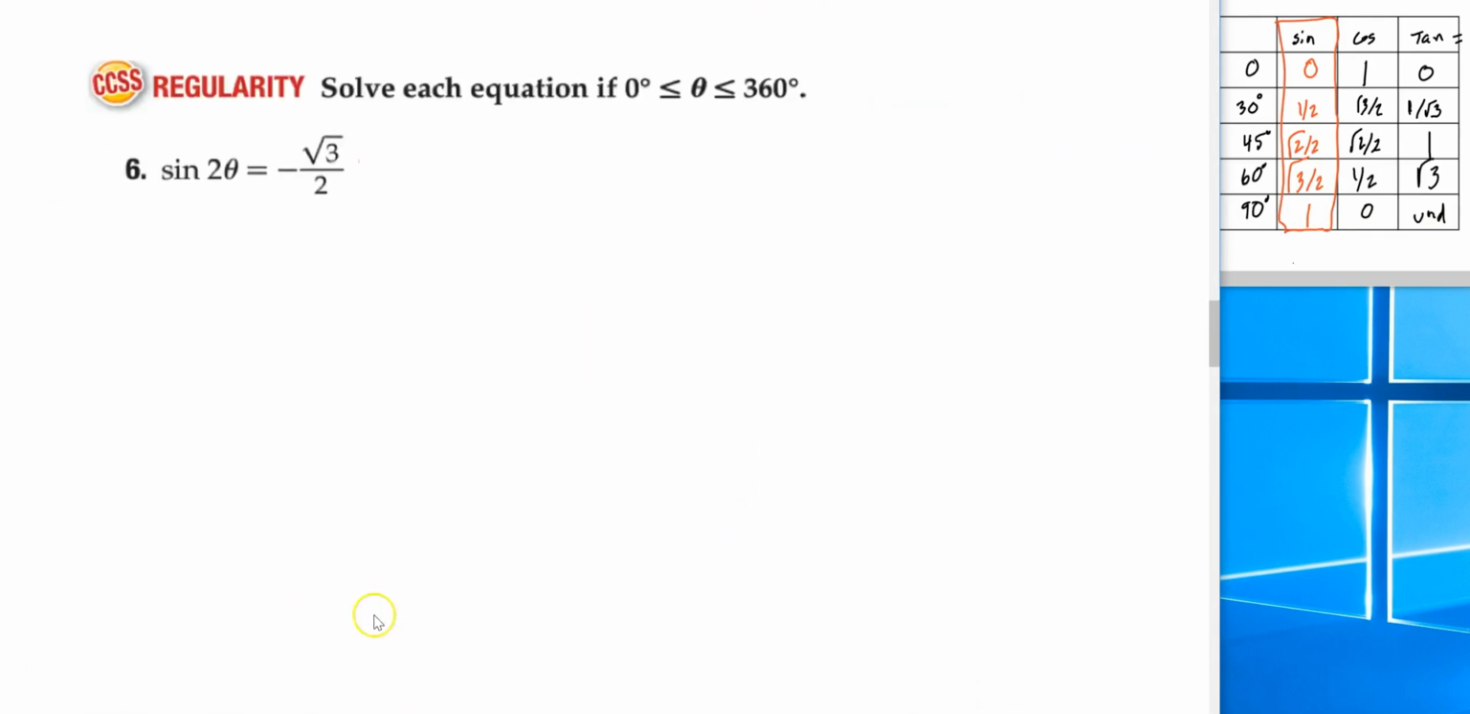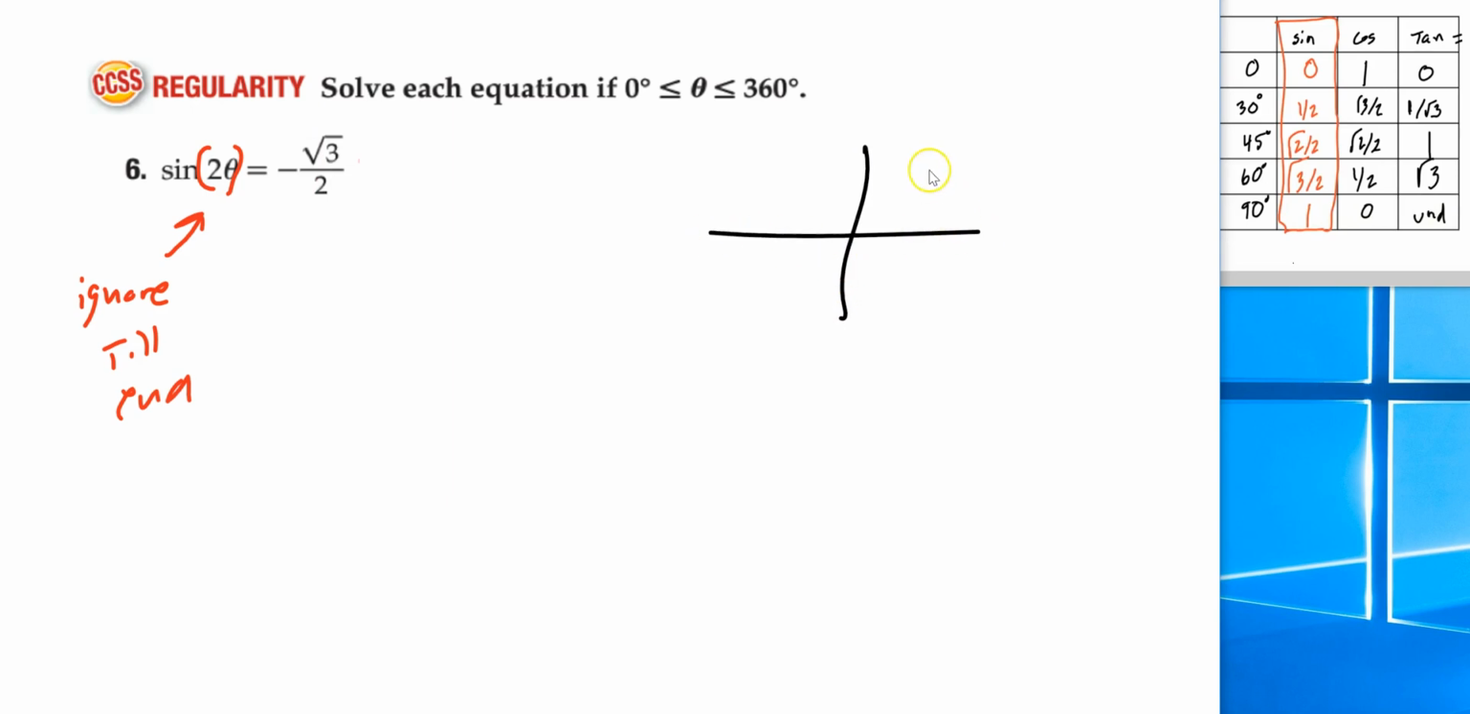Next. So now this one, how do we solve it when there's something inside parentheses like this? Well, the key is to ignore it till the end. So you just want to solve this like we normally do. So we're going to do all students take calculus. Sine is positive at A and S. This is a negative again, so we're going to be down here and here.